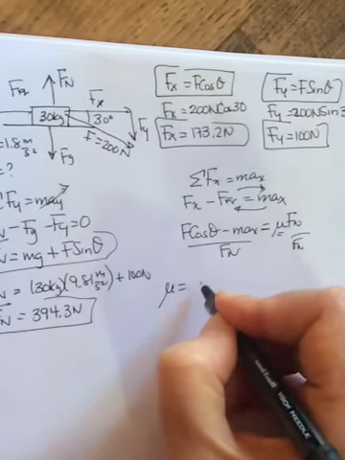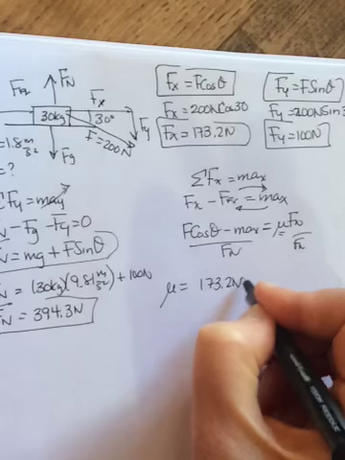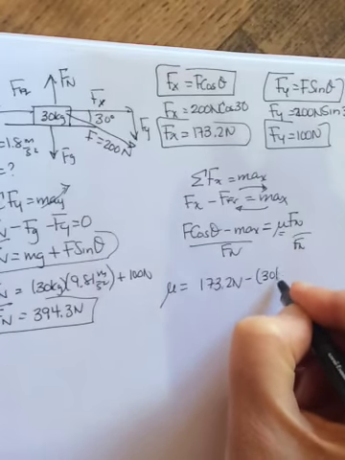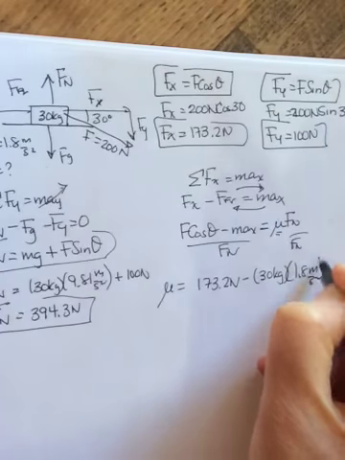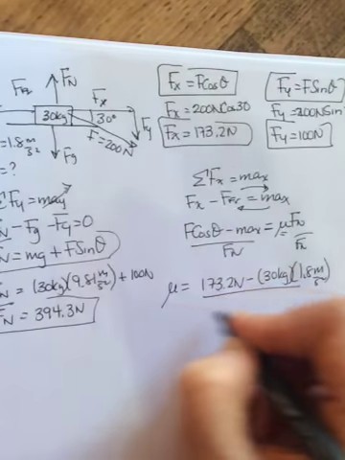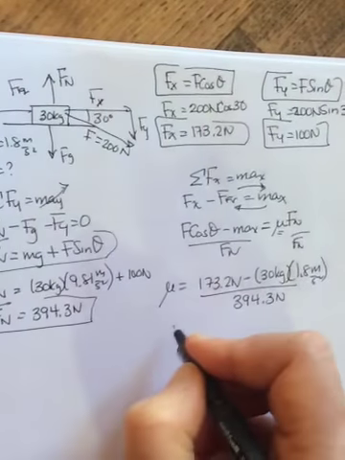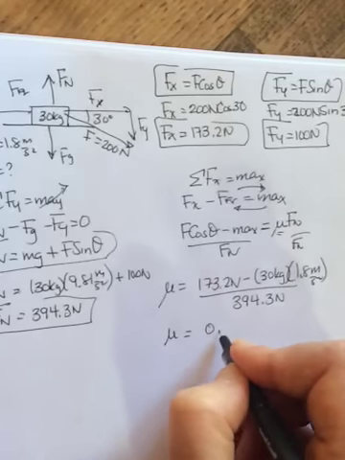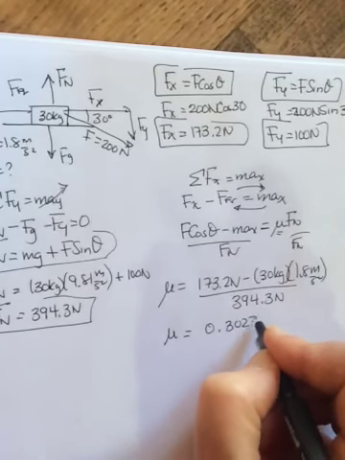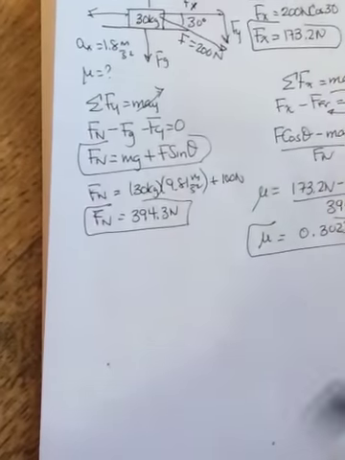So mu will equal F cos theta, which is really 173.2 newtons, minus 30 kilograms times 1.8 meters per second squared, divided by the 394.3 newtons that we just found. And you should get a mu of 0.3023.